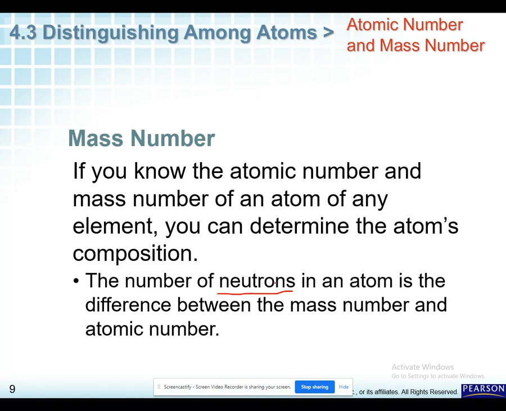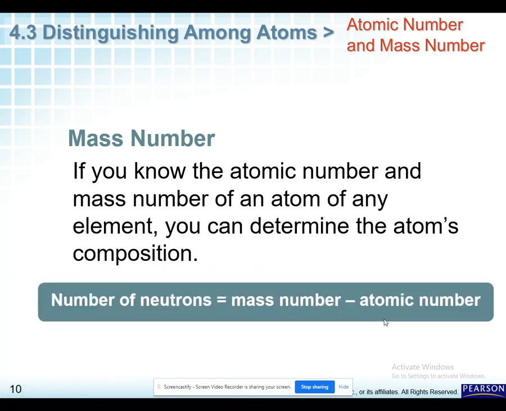So if you wanted to find the number of neutrons, you can take the mass number, and the difference, minus atomic number. Remember, your atomic number is also your number of protons, so if you wanted to, you could also do mass number minus your number of protons to get your number of neutrons as well. Okay. So again, here it's written: number of neutrons is mass number minus atomic number, or it could be mass number minus number of protons.